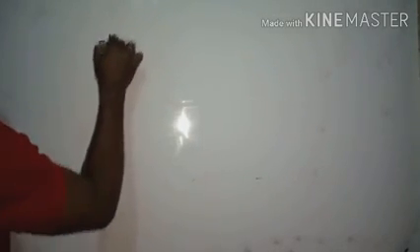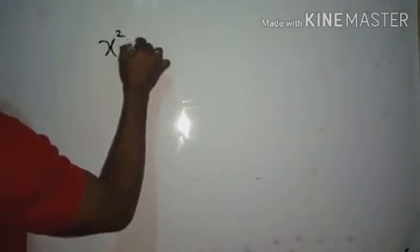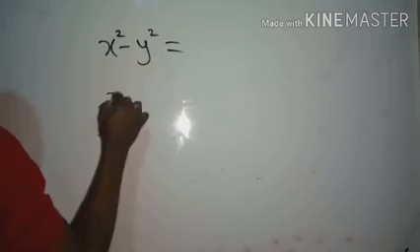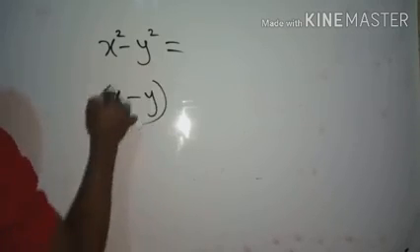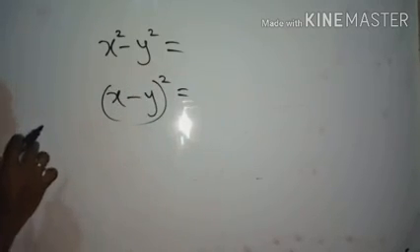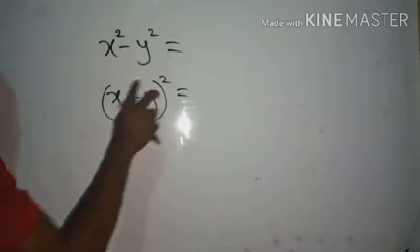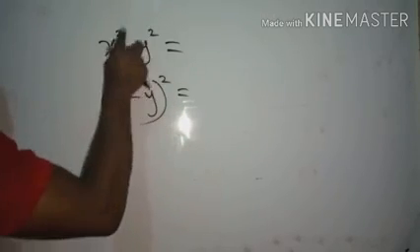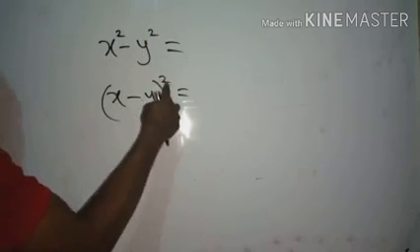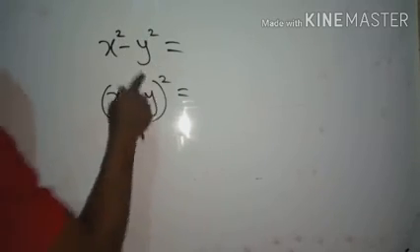I would like to remind you quickly that there is a difference between x squared minus y squared, and x minus y, everything squared. There's a big difference. This is the difference of two squares. This is the square of two difference. Difference of two squares, square of two difference. So let's look at this.